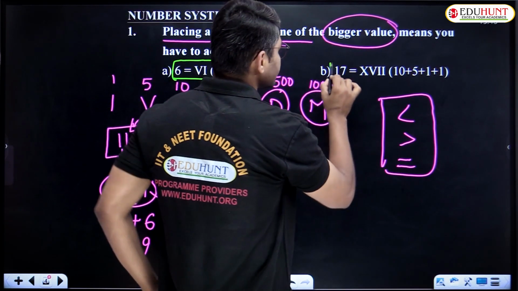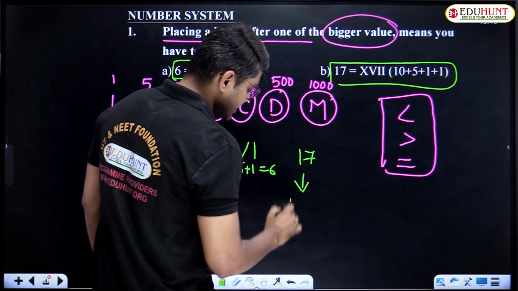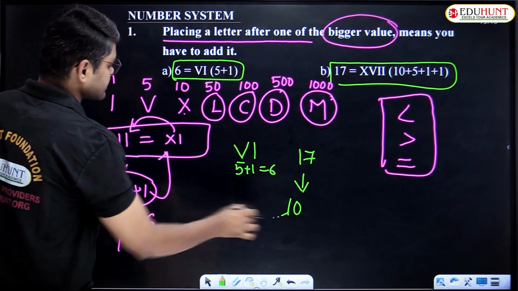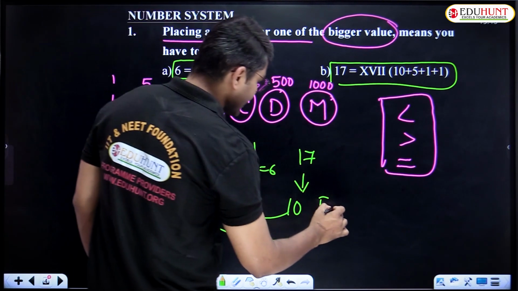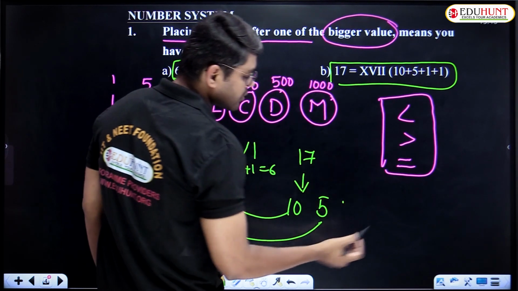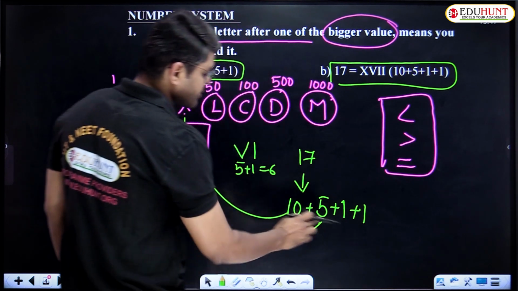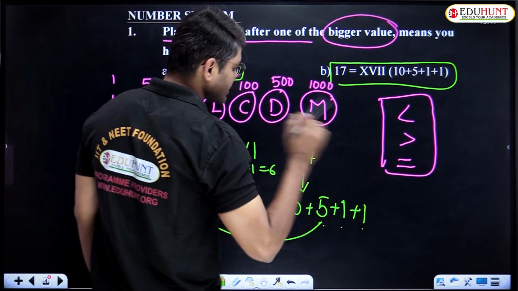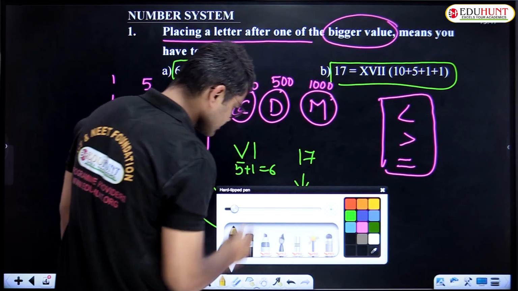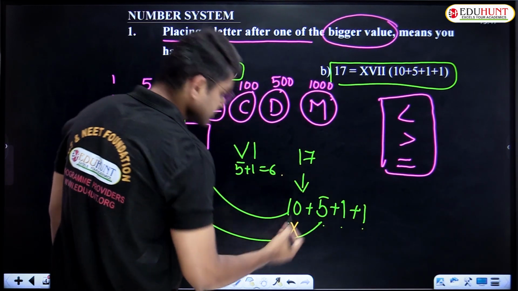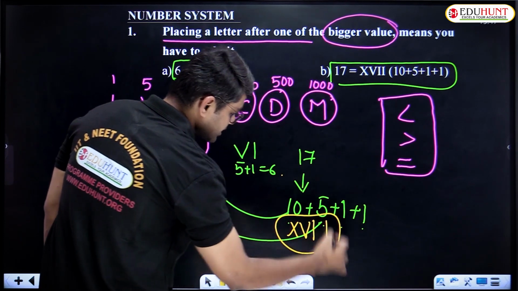Now see here, 17 is given. How can I write 17? 17 means 10. I know 10 is nothing but X. Next 5. 5 is nothing but V. And 2 I don't know, that means plus 1, plus 1 I write. 10, 5 plus 10, 15, 16, 17. That means how can I write this? 10 I can write X, 5 I can write V, 1 I can write I. This is nothing but 17.